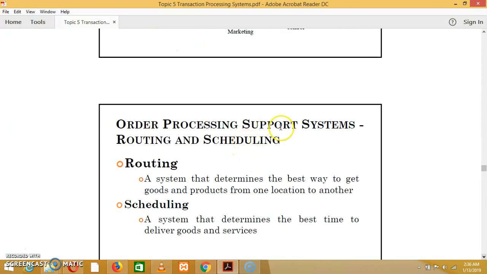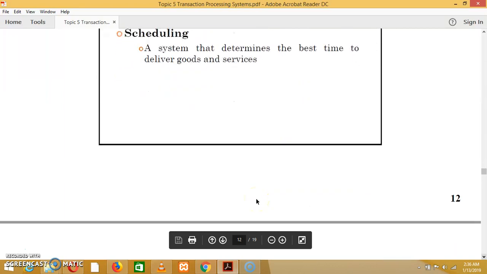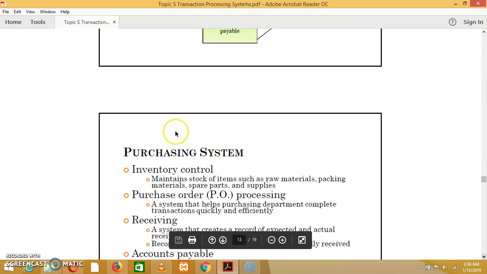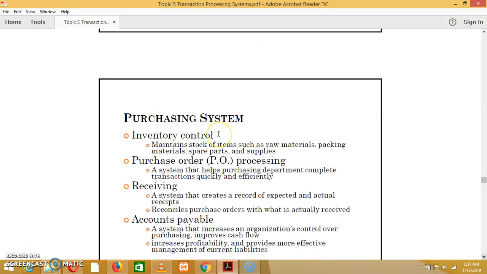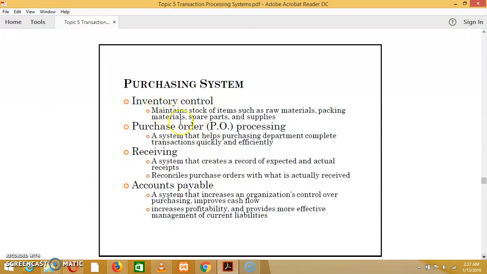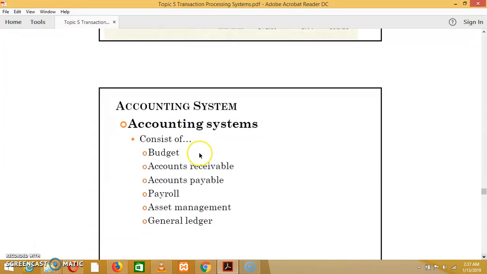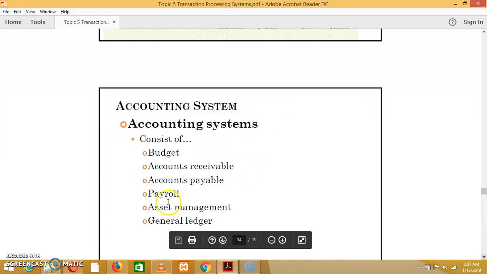And we have systems called routing and scheduling. These systems are basically used to see the best way of transporting our goods or products, and at which time we shall transport them. So routing is the best way, and scheduling is the best time for us to deliver goods and services. Here you just see the purchasing system, inventory control, purchase orders. I won't give much explanation about these systems, but you have to understand the basics of how they work. Maybe I can talk a little bit more about the accounting system. The accounting system consists of the budget system, account receivable, account payable, payroll, and asset management.